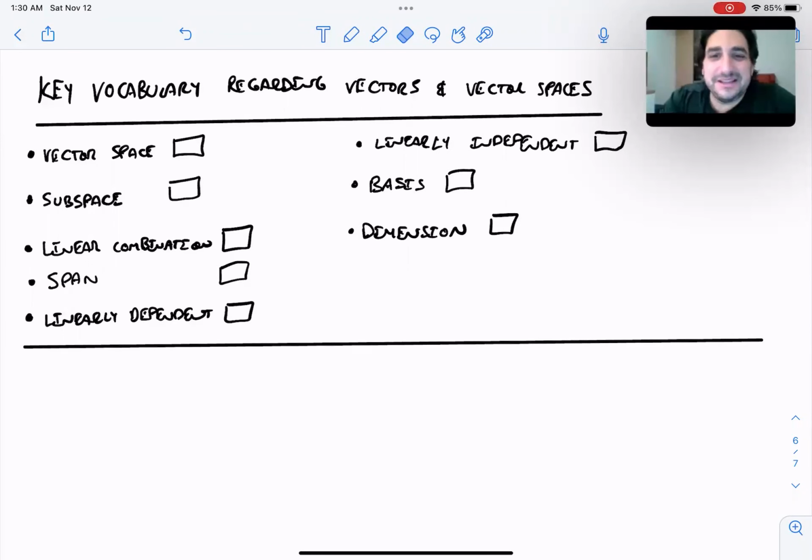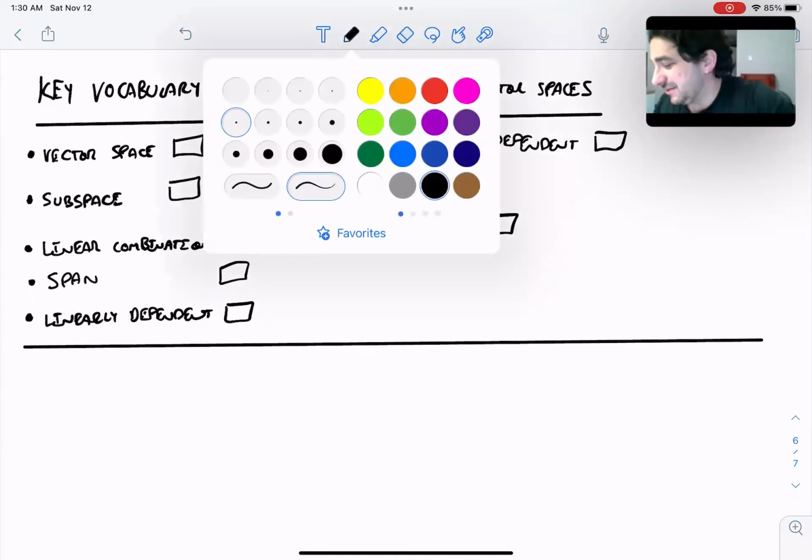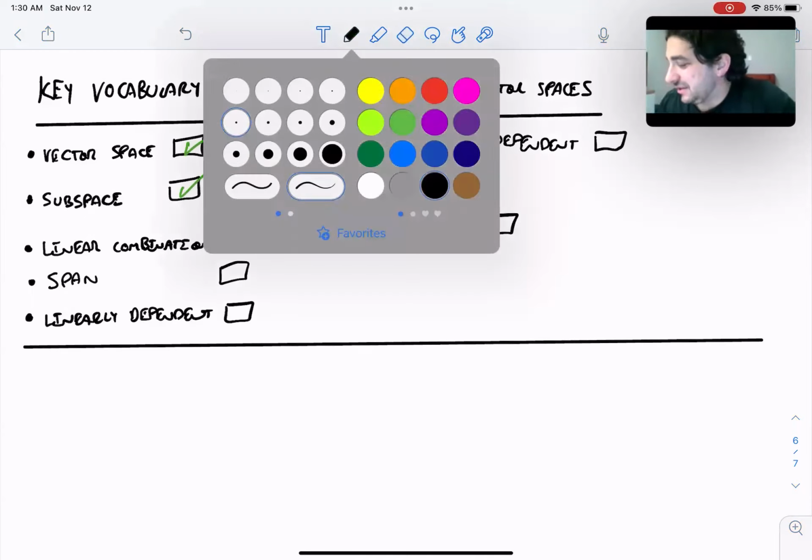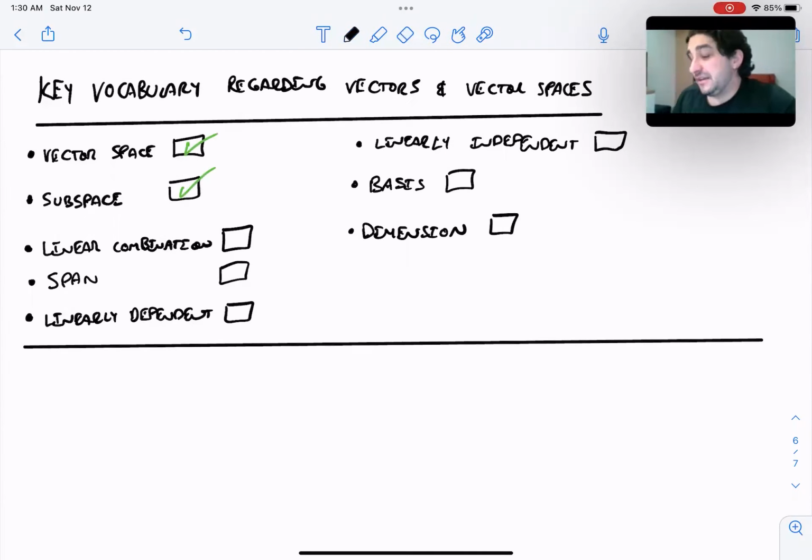So, some key vocabulary regarding vectors and vector spaces. The last two videos were giant adventures to define what is a vector space, what is a subspace. A vector space in particular is a set of objects that can be added and multiplied by real numbers, scalar multiplication. When you combine these things, you get what's called a linear combination. Linear combination just means performing the operations of linear algebra, the operations of a vector space.